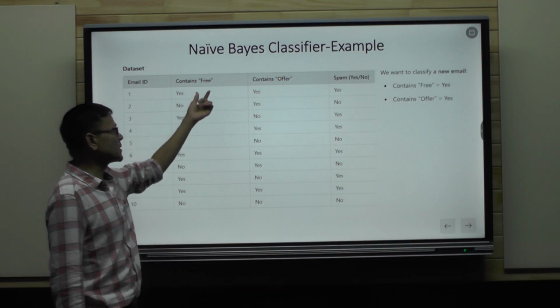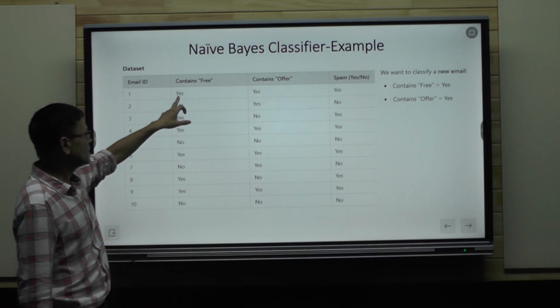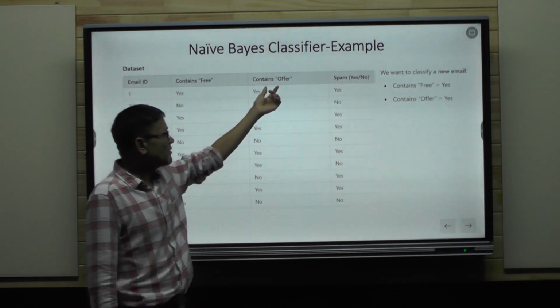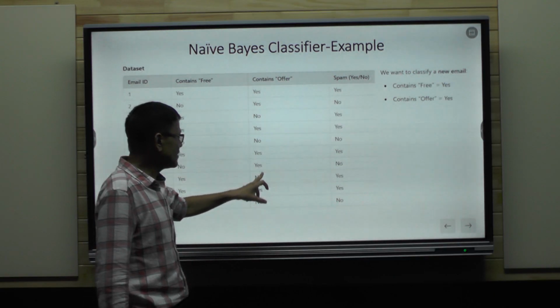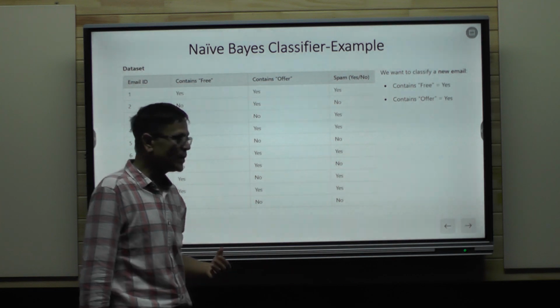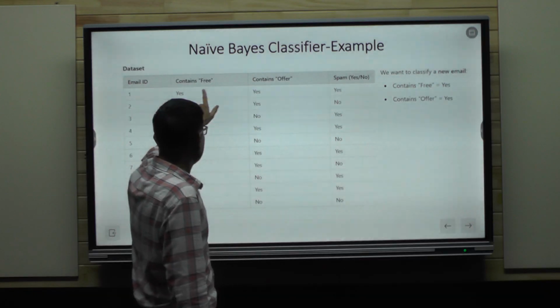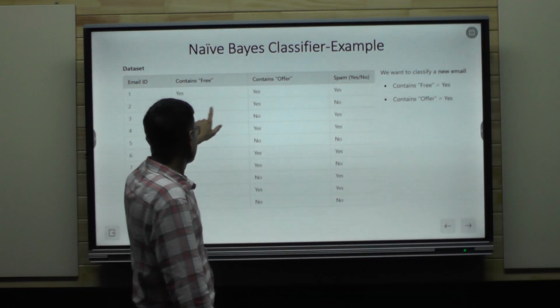So the word free is present in 10 emails, and if it is present then it is yes, otherwise no. If you have offers, then yes and no, meaning the word offer is present in that email. Now the classification says yes if both free and offer are present; this is a spam email.